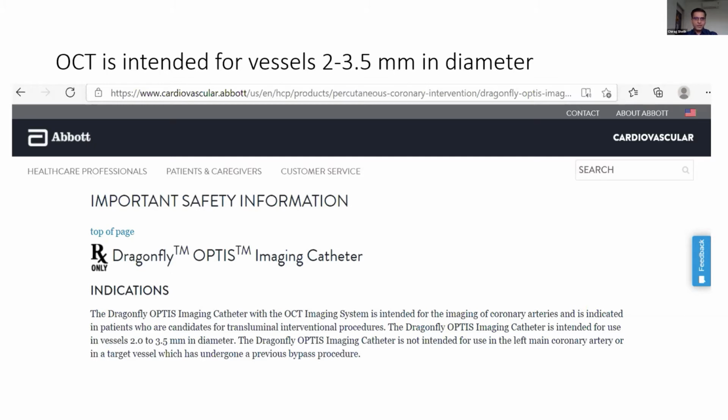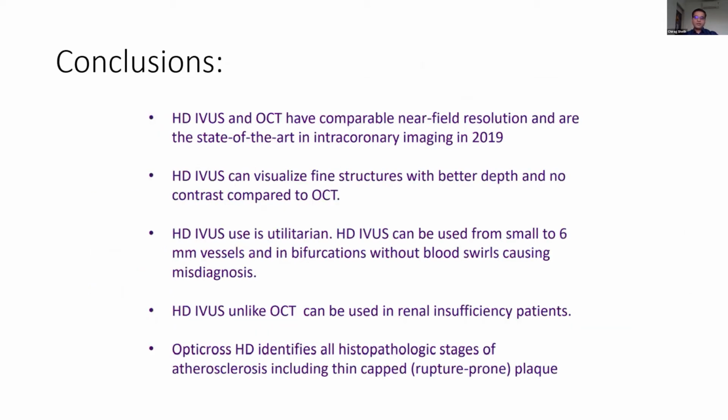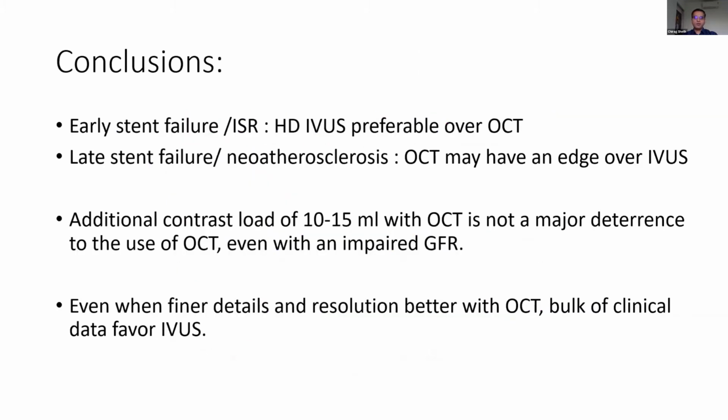instruction provided. So the conclusions for the talk would be that HD-IVUS and OCT have comparable near-field resolution in our state of the art in intracoronary imaging from 2019. HD-IVUS can visualize fine structures with better depth and no contrast compared to OCT. And HD-IVUS, unlike OCT, can be used in renal insufficiency. And HD-IVUS would definitely show all histopathologic stages of atherosclerosis, including thin cap fibroatheroma. There is some role, yes, because of better penetration.